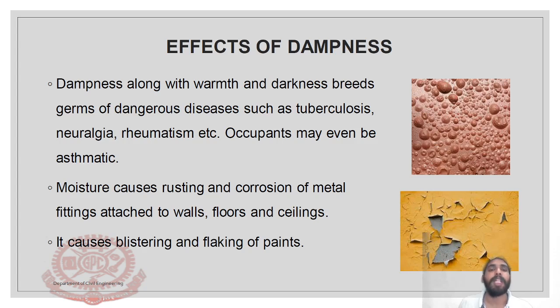Moisture causes rusting and corrosion of metal fittings on the walls, floors, and ceilings. If any metal fittings are attached to the walls, floors, and ceilings, they may get corroded, right? Corrosion, that is Fe2O3.xH2O, may form. It also causes blistering and flaking of paint. This is the blistering of paints.